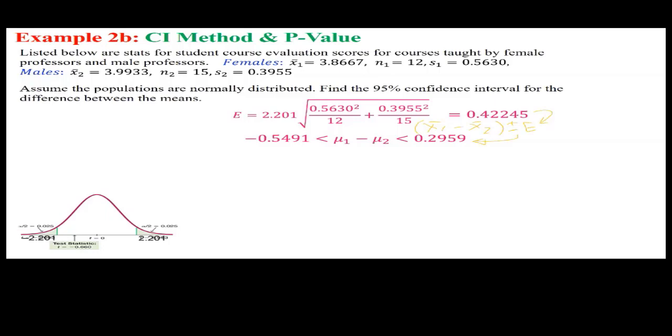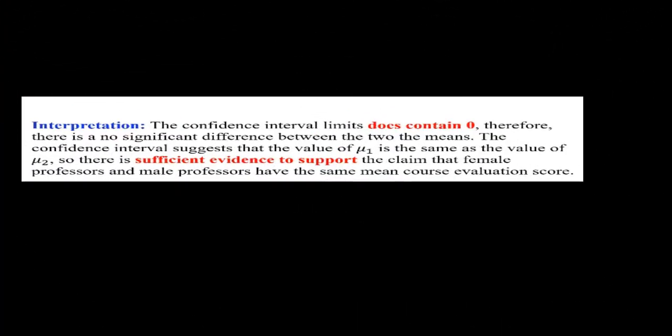And as you can see, the values go from negative to positive. That means 0 is there. That means do not reject H0. That gives you the same result. The confidence interval limit does contain 0. Therefore, there is no significant difference between the two means. The confidence interval suggests that the value of mu1 is the same as the value of mu2. So there is sufficient evidence to support the claim that female professors and male professors have the same mean course evaluation score.